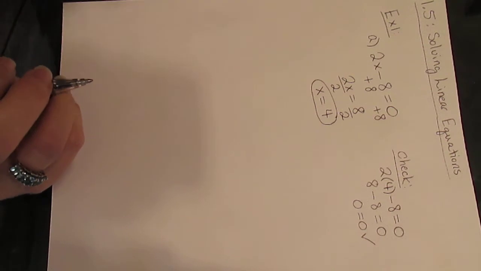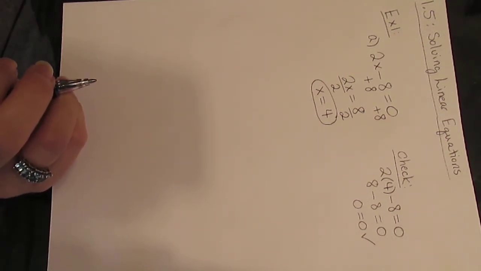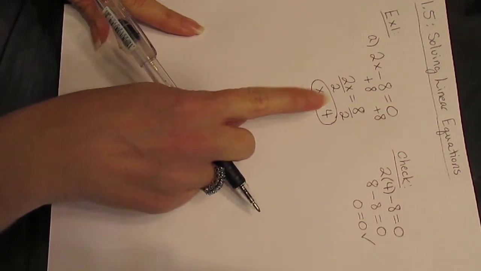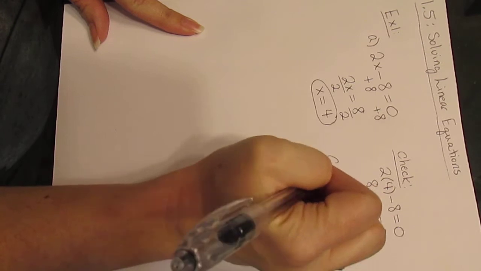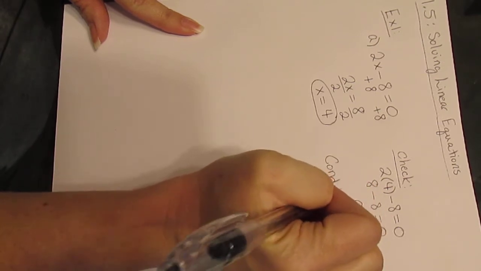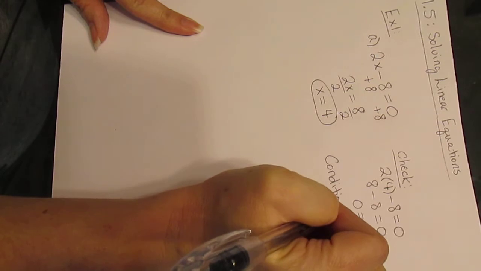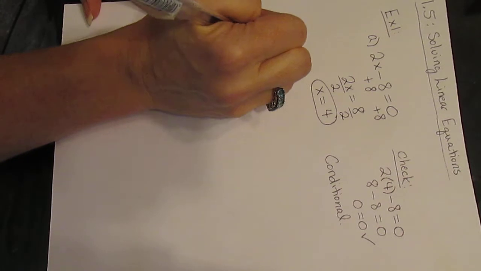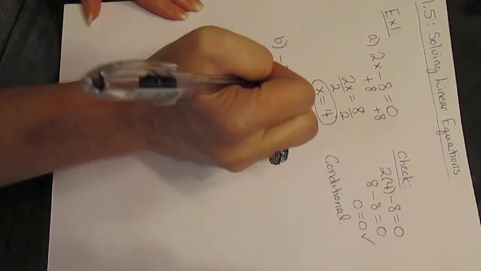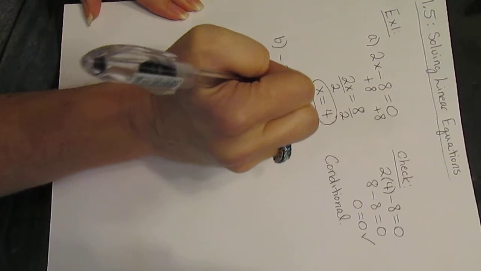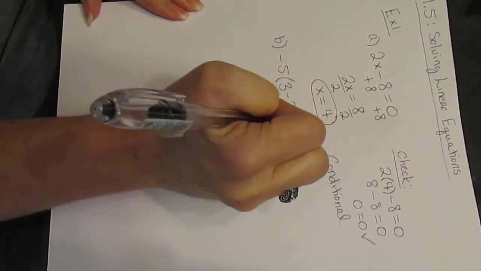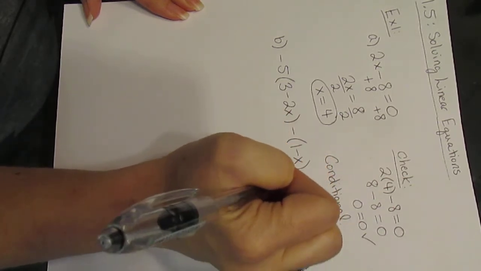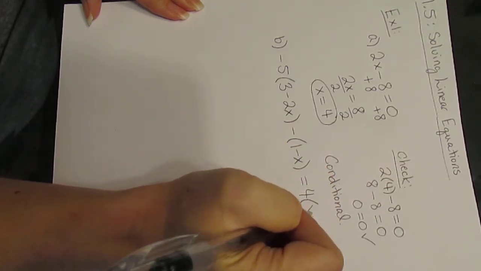We also can identify, classify the equations. If we get one solution, it's considered a conditional equation. Okay, let's try another one. Part B. I've got -5 times the quantity 3 minus 2x minus the quantity 1 minus x equals 4 times the quantity x minus 3.